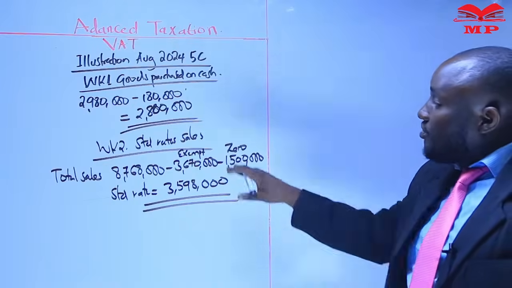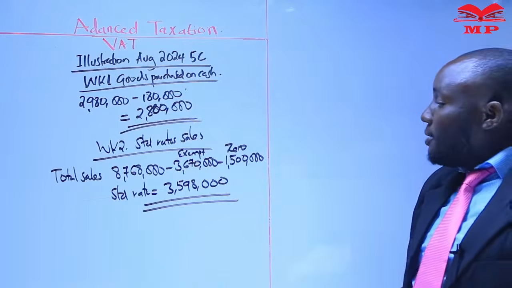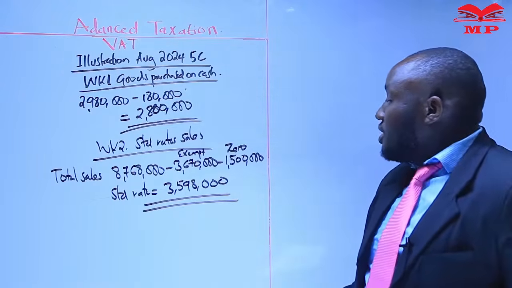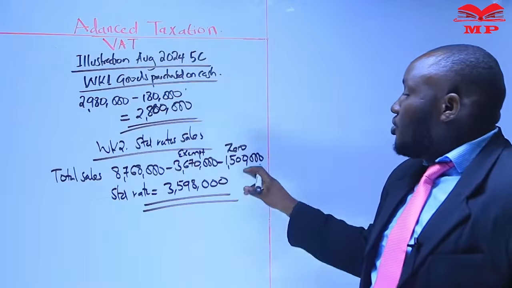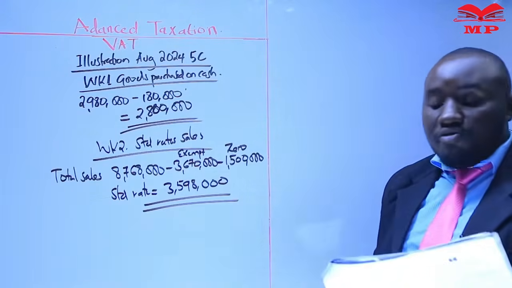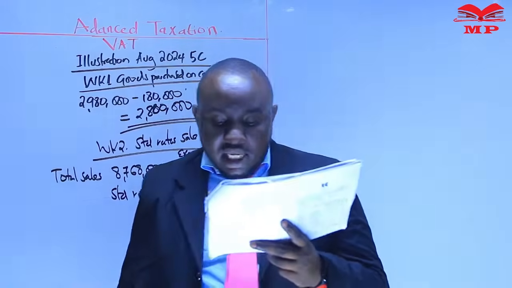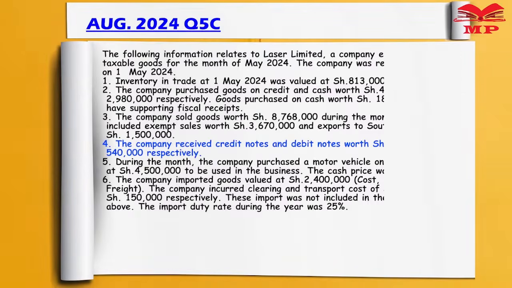These figures on sales are basically what we call output VAT. Exempt is not chargeable to VAT. Zero rate, import and export, is zero rated. Then standard rate, we charge VAT at a standard rate of 16%. So then we're being told that the company received a credit note.